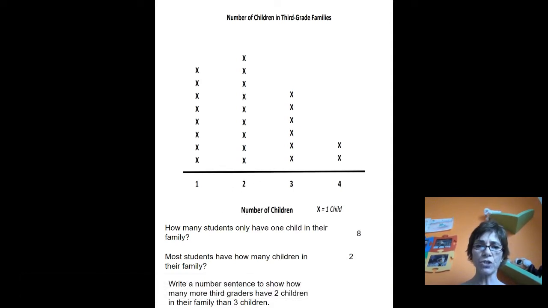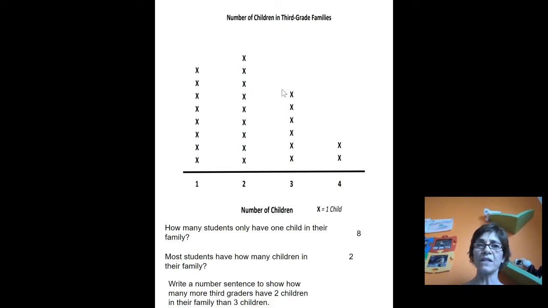Write a number sentence to show how many more third graders have 2 children in their family than 3 children. So let's see. Here we have the third graders that have 2 kids in their family, and here we have the third graders that have 3 kids in their family. We can see that there's more third graders that have 2 kids in their family. How many more? All right, we said there were 9 third graders that had 2 kids in their family. Let's go ahead and count how many third graders have 3 kids in their family. 1, 2, 3, 4, 5, 6.